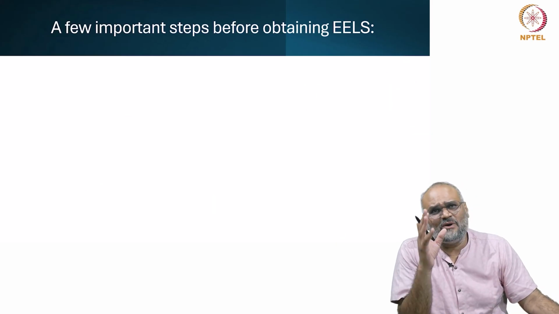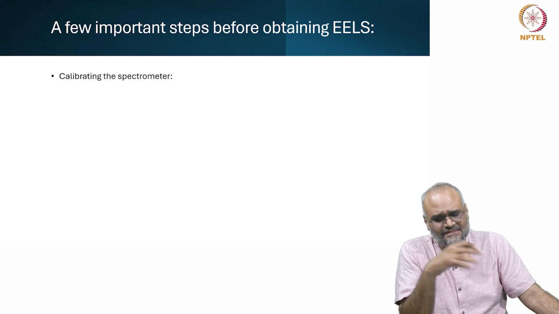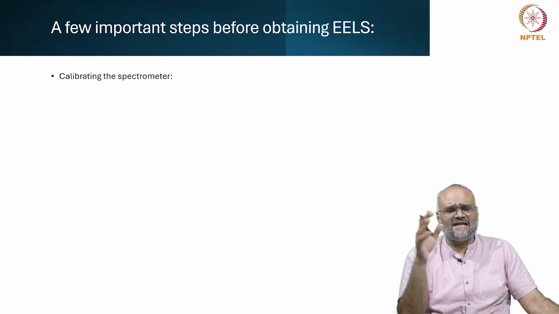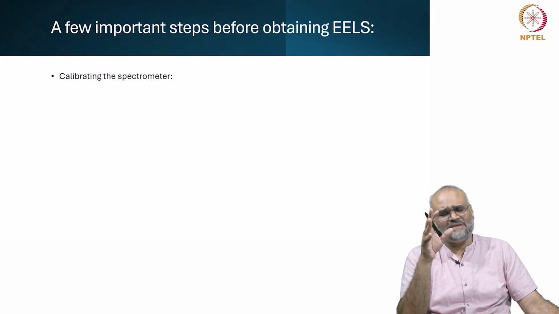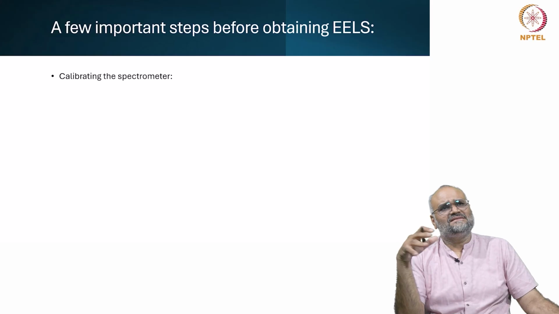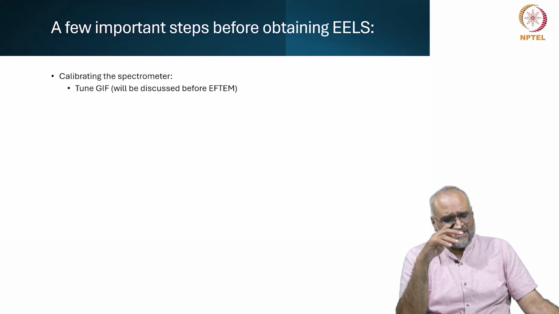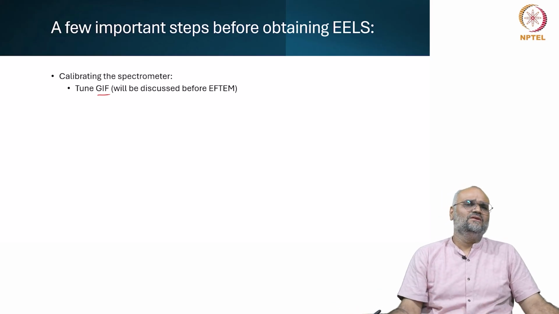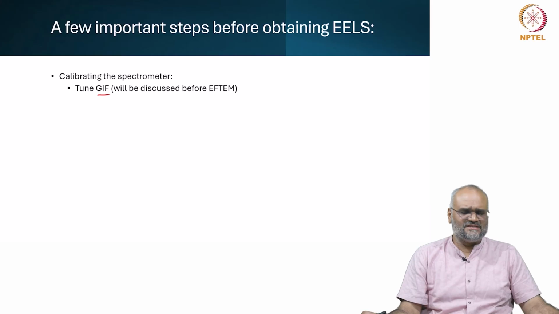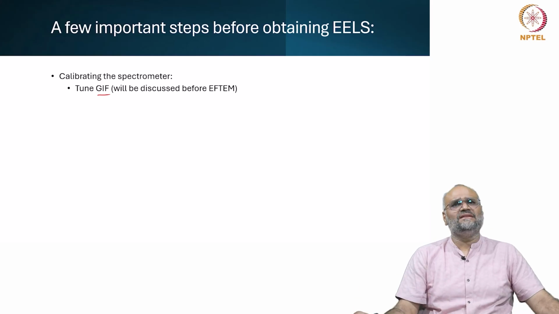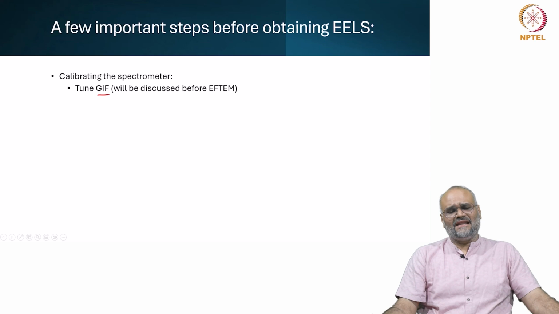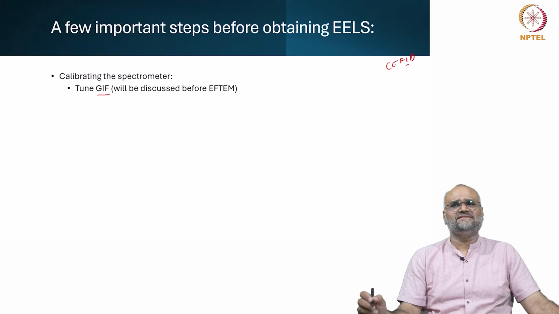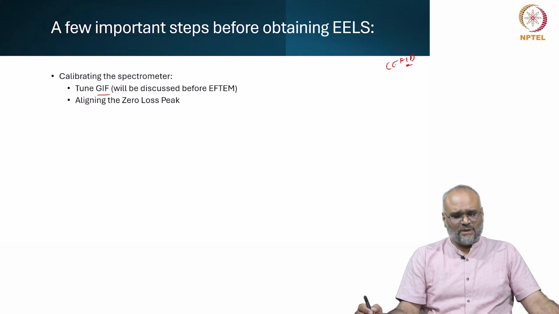A few important steps again before obtaining EELS spectra: you have to calibrate the spectrometer based on all the changes that happen in the environment of the electron microscope room, and whatever stray electromagnetic signals you get. You always have to tune the imaging filter. When I call it GIF, this is referring to what I learnt on the Gatan imaging filter system. This is also called tuning the isochromaticity of the energy filter system of the so-called CEFID EELS system as well. So you have to align the zero loss peak.